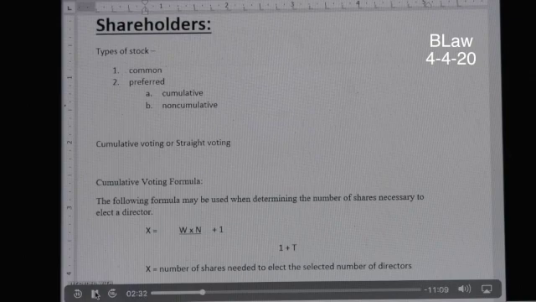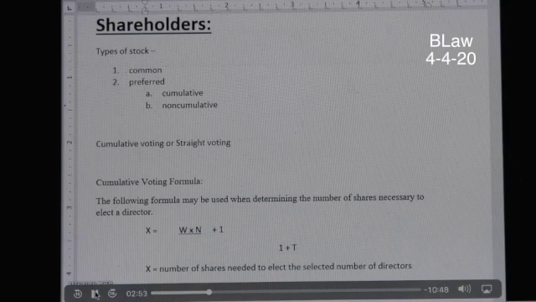Preferred stock may also be converted into a specific number of common stock or another class of preferred stock. Finally, preferred stock generally doesn't have any voting rights. The article should expressly deny preferred stock from voting. If it doesn't, the preferred stockholders will have a vote proportional to the number of preferred shares outstanding.